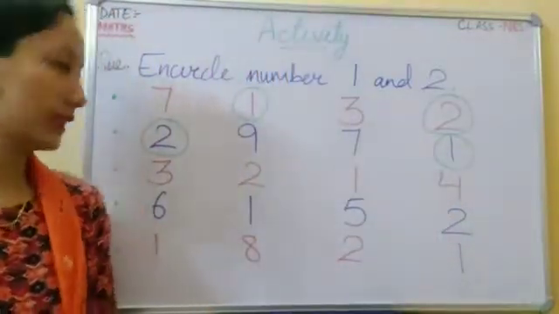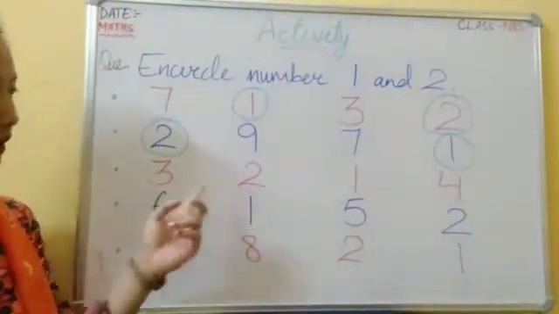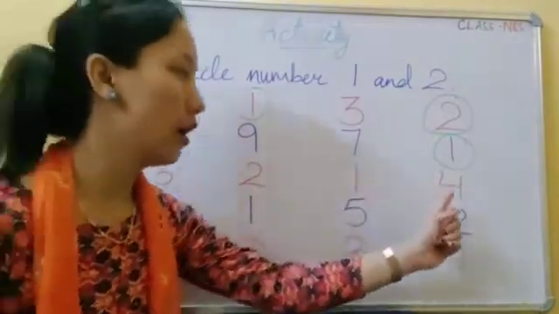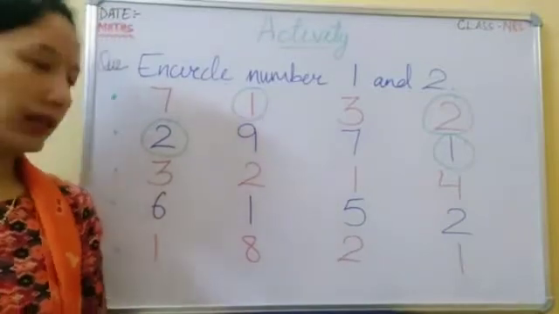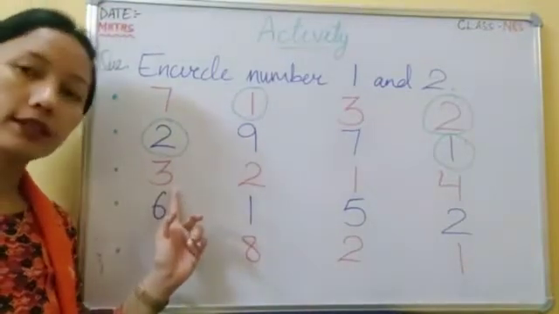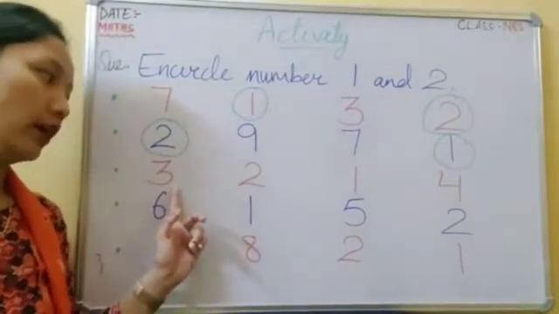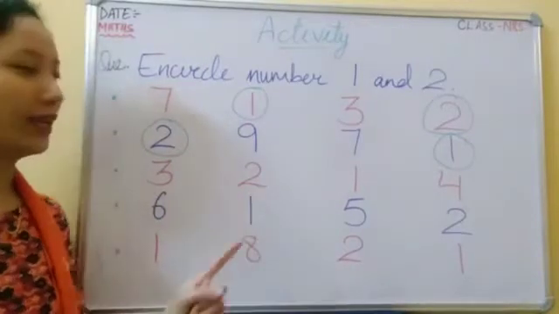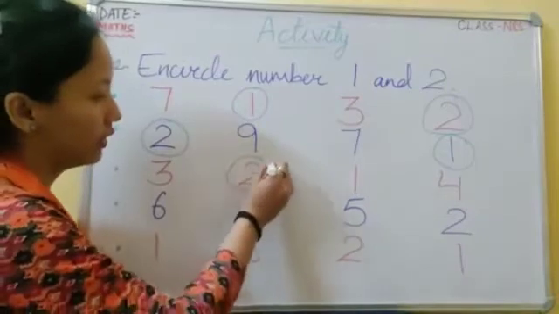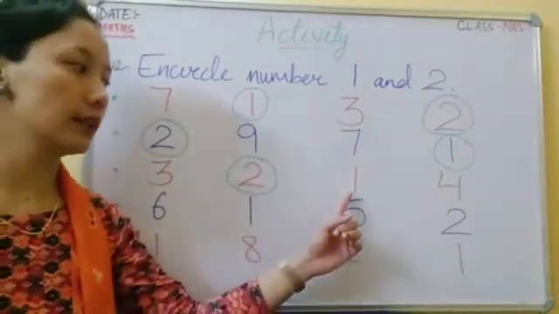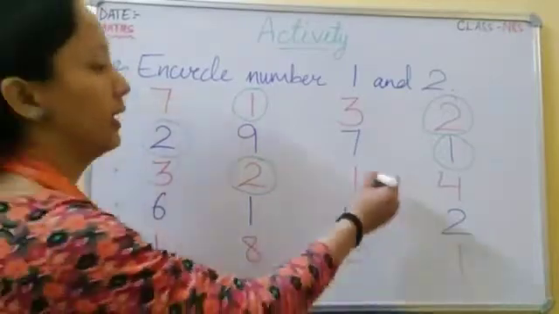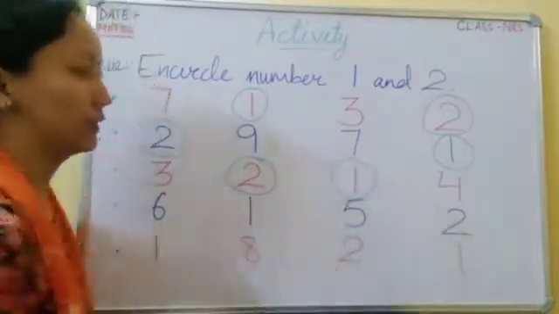Good. Next. In third, we have numbers 3, 2, 1, 4. Okay. Now tell me, which number is this? 3. Okay. Which number is this? 2. Yes. Encircle number 2. Very good. Next. Which number is this? Yes. 1. Encircle number 1.